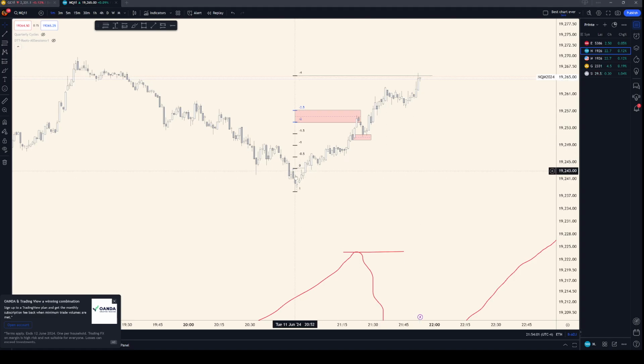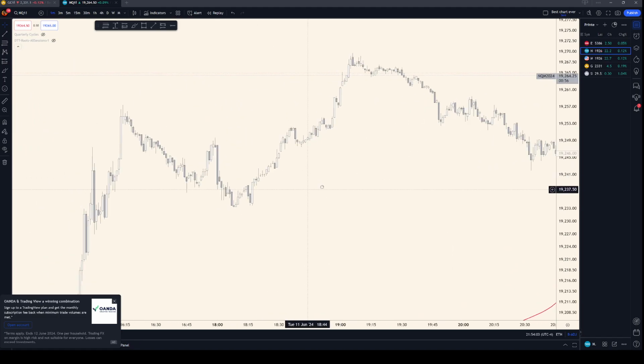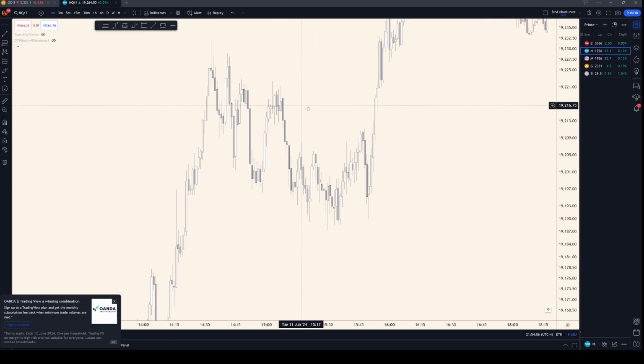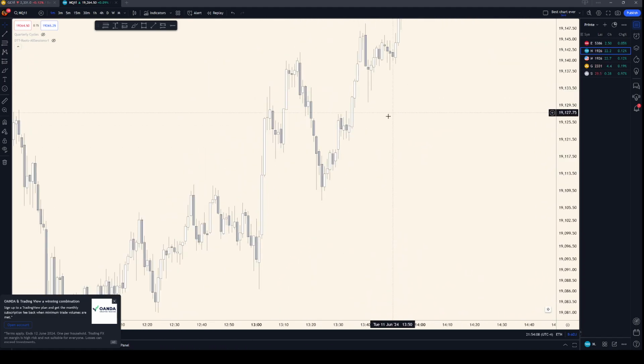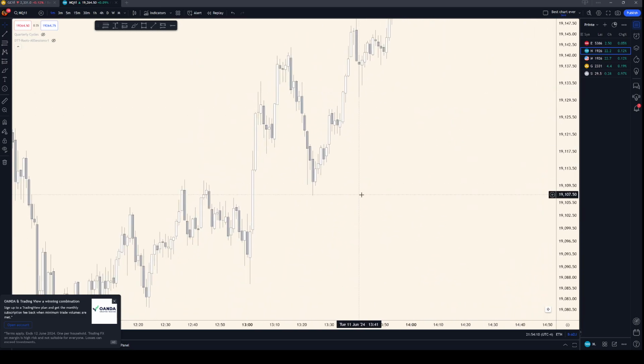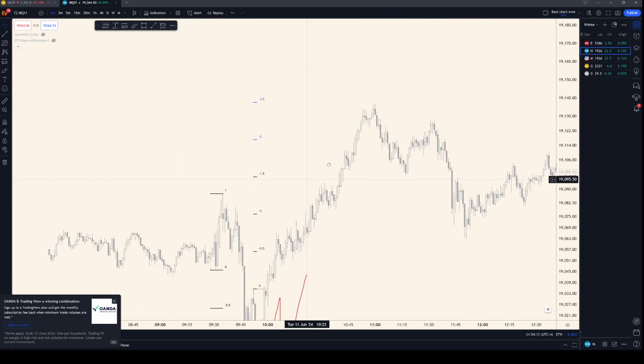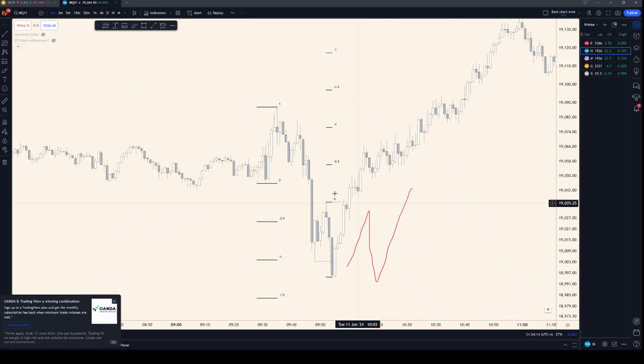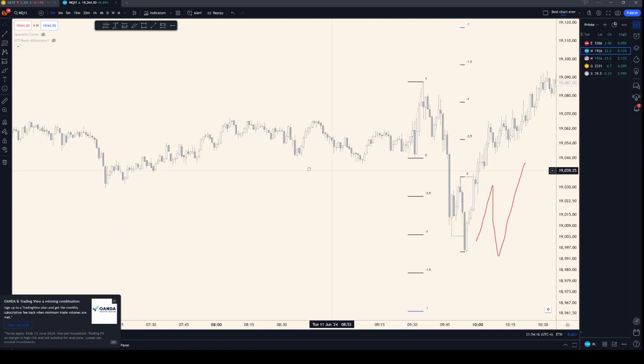Yes, in this scenario, you would measure from here to here. In a bearish occasion, you could use, for example, what was that nice bearish example we had over here? What was this one?